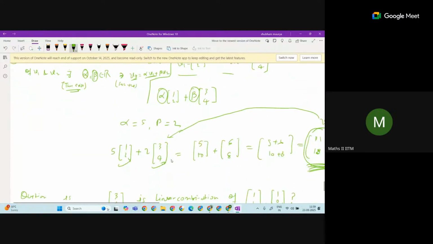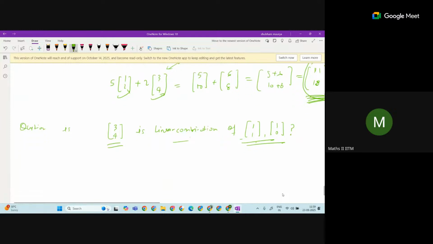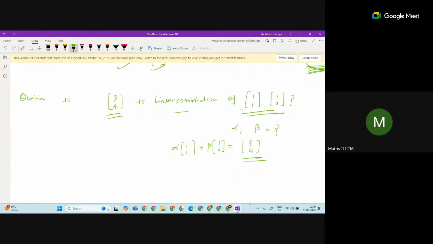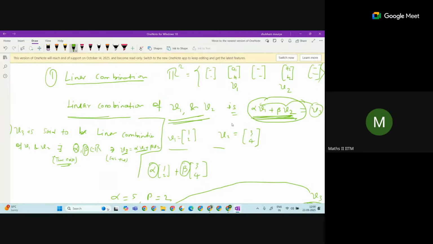So this is what the question is. (3, 4) is a linear combination of these two vectors. That means I have to find alpha and beta so that alpha times (1, 1) plus beta times (1, 0) gives the vector (3, 4). This is the meaning of linear combination.